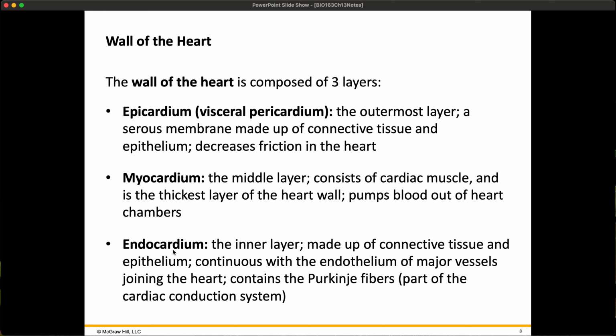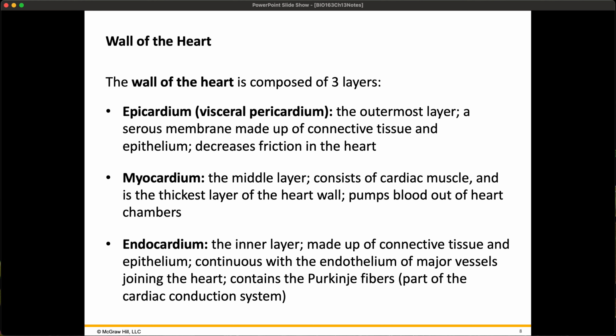And then the endocardium is the inner heart layer. It's again another connective tissue and epithelial layer, so it kind of lines the inside of the heart as well as the major vessels where they join the heart. So it kind of creates this nice smooth passageway for blood to flow and slip through.